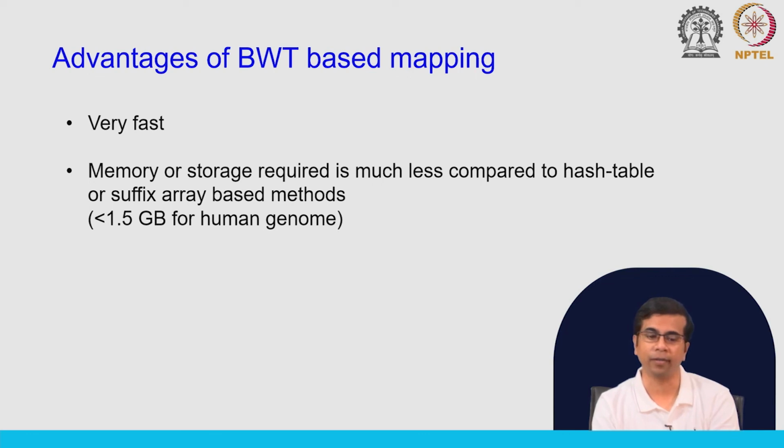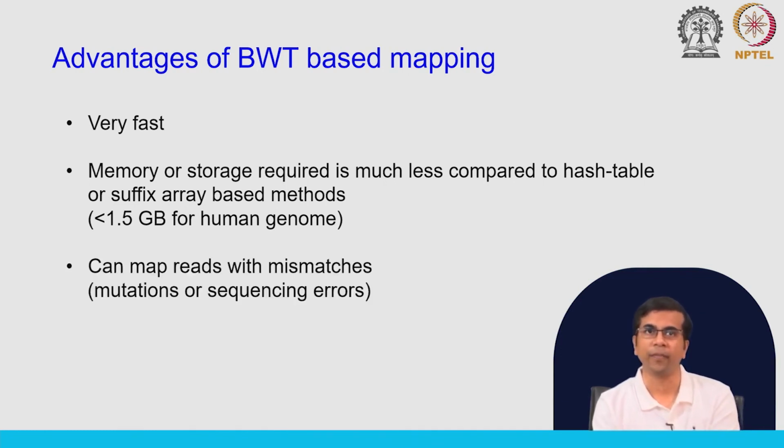In comparison, this method takes less than 1.5 GB for the human genome. Considering the FM index, checkpoints, and so on, you can work with only 1.5 GB of memory or RAM. So, it is now possible to run it on your desktop computer. And we have seen that if you allow for backtracking, you can map reads with mismatches, and these mismatches could be mutations or sequencing errors.